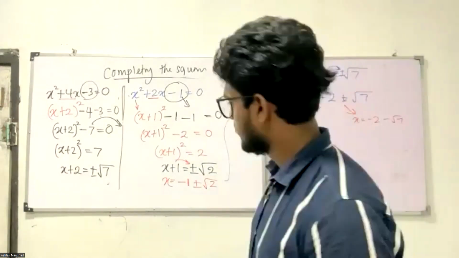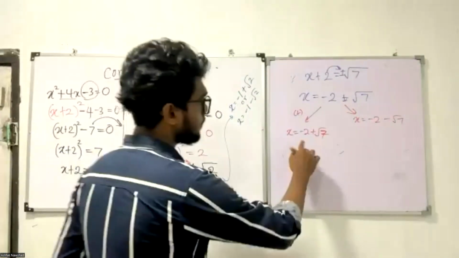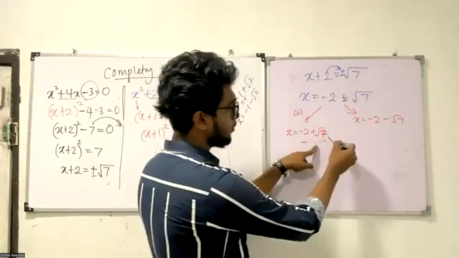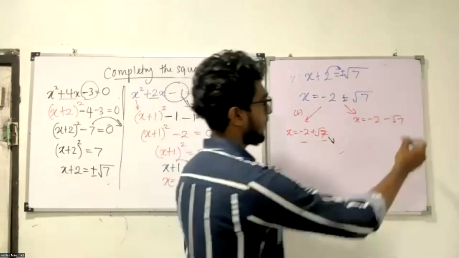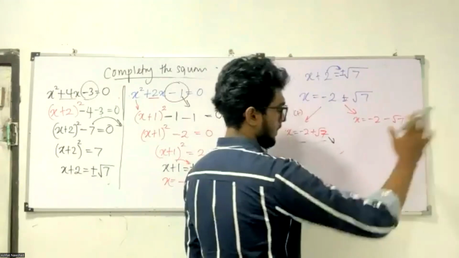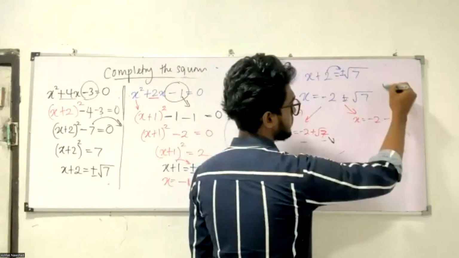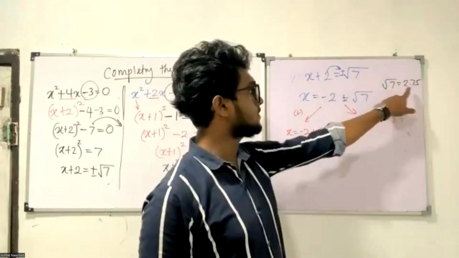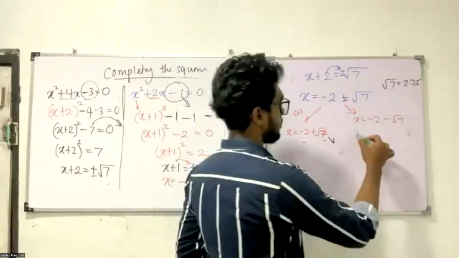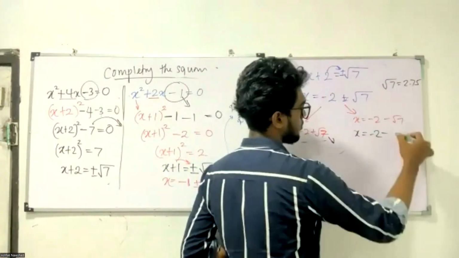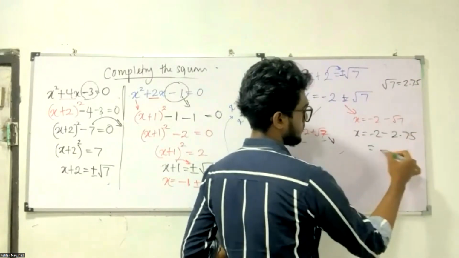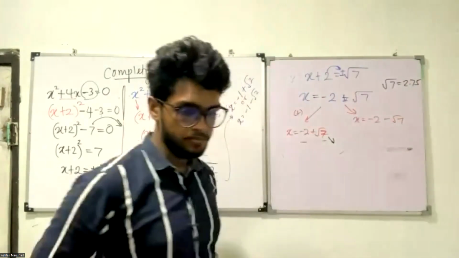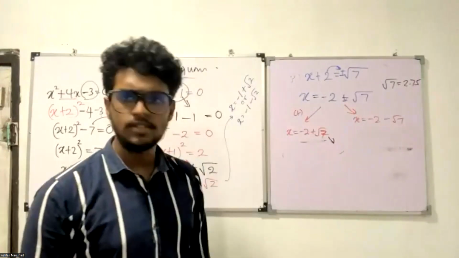So there's a very good question. Like, can't we further simplify this? We can further simplify this if we knew the value of root 7. In the exam, they will be giving the value. For example, if they gave the value of root 7 as 2.75, then what can you do? You can further simplify this by writing root 7 as 2.75. And the answer will be minus 4.75. Likewise, you can substitute root 7 if you knew the value. Then you will get the exact value for x. Is it understood?